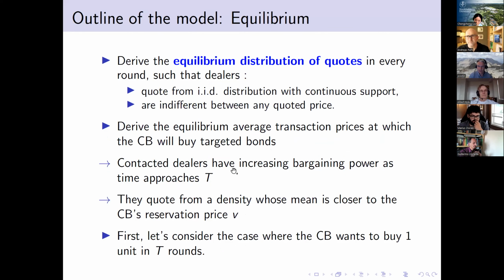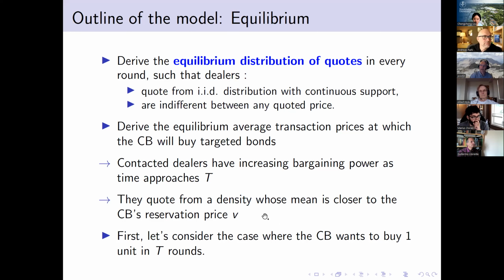And so what we do is we derive the equilibrium distribution of quotes in every round, such that dealers essentially quote from an IID distribution with continuous support, and they're indifferent between any of the quotes that they post. And we calculate the equilibrium average transaction price at which the central bank will typically buy the targeted bonds. And what we find is that in that model, when eta is not too high, the bargaining power will increase for dealers as you approach T, and you can generate interesting average transaction patterns that are consistent with what we see in the data.